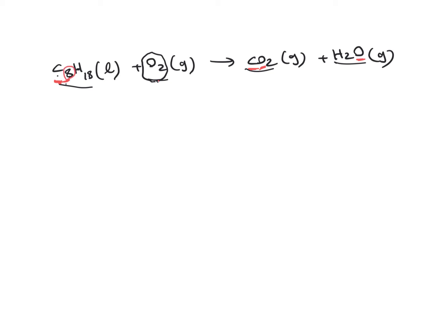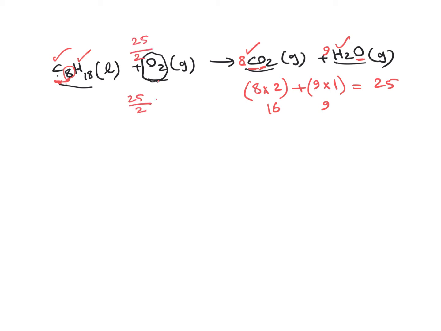So here we have 8 carbon, we put 8 here, right? And next, hydrogen, we have 18, so we put 9, that multiplied by 2 would be 18. And here oxygen, we have 8 multiplied by 2 plus 9 multiplied by 1 oxygen, and as you know, it would be 25. So I put 25 over 2, multiplied by 2 oxygen would be 25. And now I multiply everything by 2.